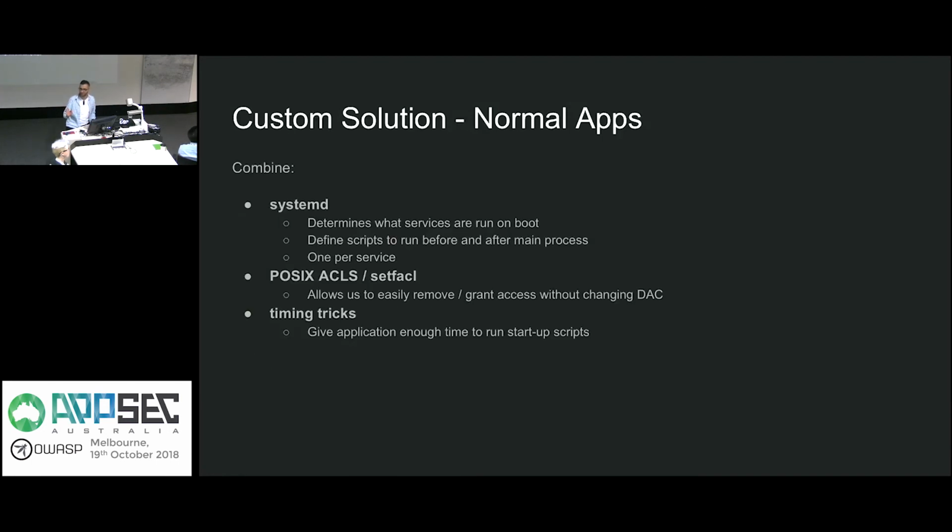So there are three components I'm going to use for this. Systemd, which is already used for running all your services. I'm going to use something called POSIX ACLs. Not a lot of people are familiar with them, but these basically let you add additional access control on files. And I'm going to use a timing trick. I'm going to allow the process full access to do whatever it wants as it's starting. Give it like 10, 20 seconds to run anything it needs, and then I'm going to revoke that access.